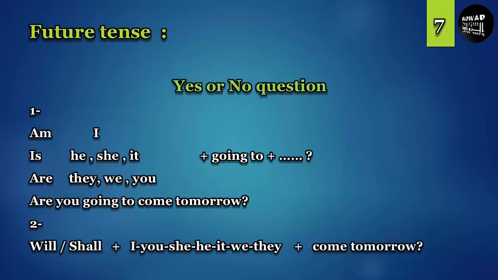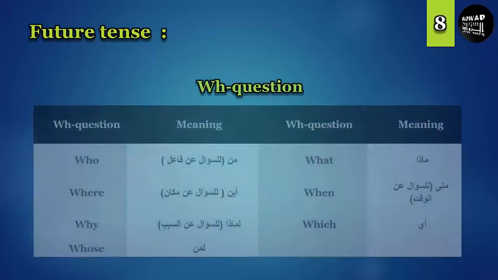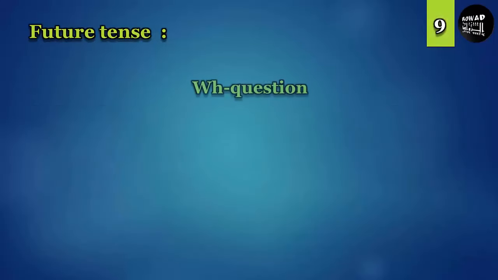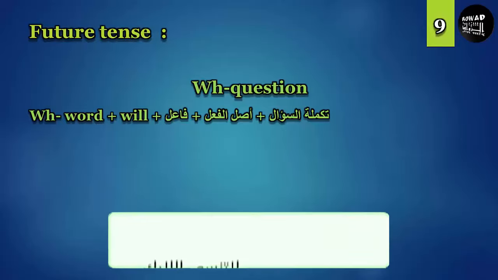في حالة will أو shall حنبدل بين will أو shall مع الفاعل في الجملة وباقي الجملة بتضلها زي ما هي. will you come tomorrow، زي ما احنا شايفين طريقة سهلة جدا. في حالة wh question عندنا أدوات السؤال زي ما انتوا شايفين مع معانيها. لما بدنا نعمل سؤال في wh question في عندي هذه الصيغة: wh word أداة السؤال، بعديها will، بعديها الفاعل، بعديها أصل الفعل، بعديها تكملة السؤال.